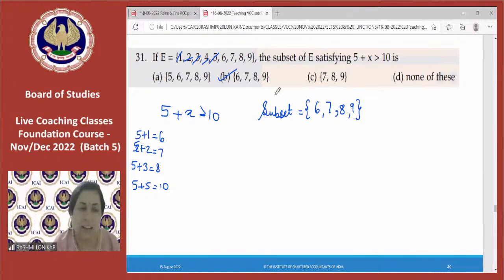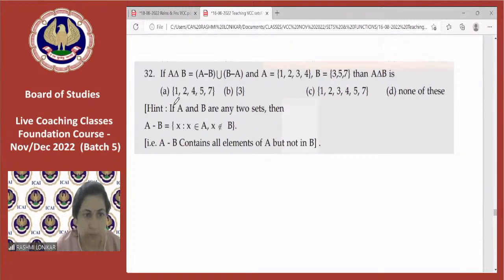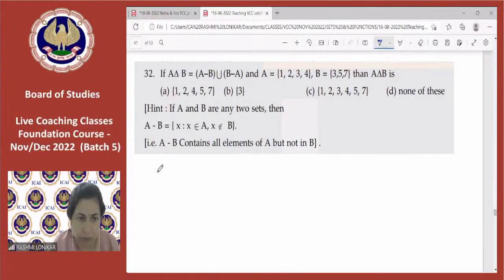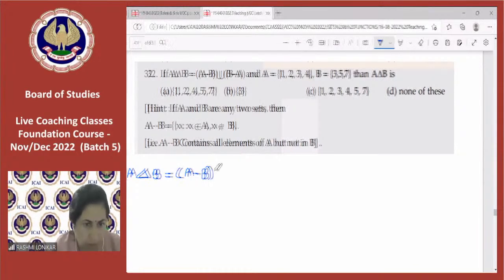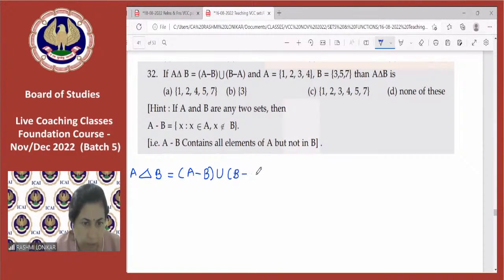Now let us move to the 32nd sum. They have given us the relation A minus B union B minus A, and they have given us sets A and B. Then they are asking you to find out A triangle B. So, you can do it in both methods. A triangle B means what? If I use the given formula, that is A minus B union B minus A.